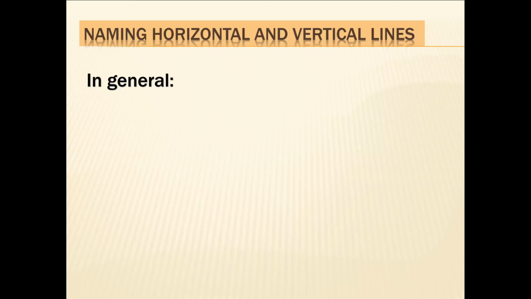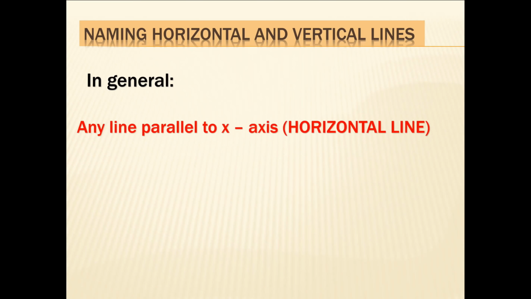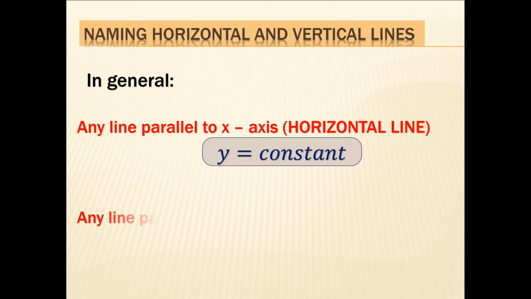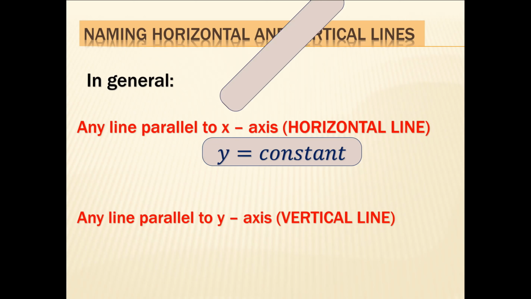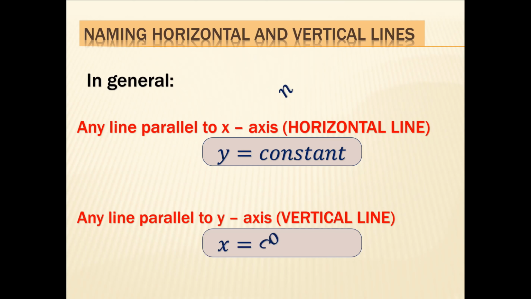So in general, any line which is parallel to the x-axis, or which is a horizontal line, can be given as y equals a constant. And any line which is parallel to the y-axis, which is a vertical line, can be named as x equals a constant number.